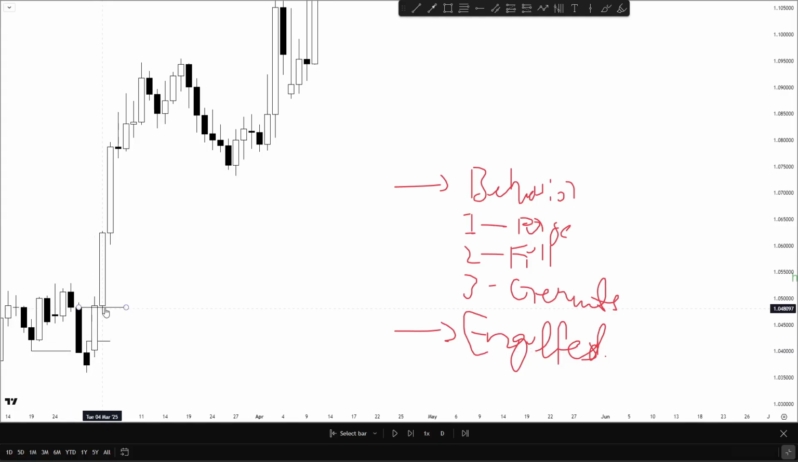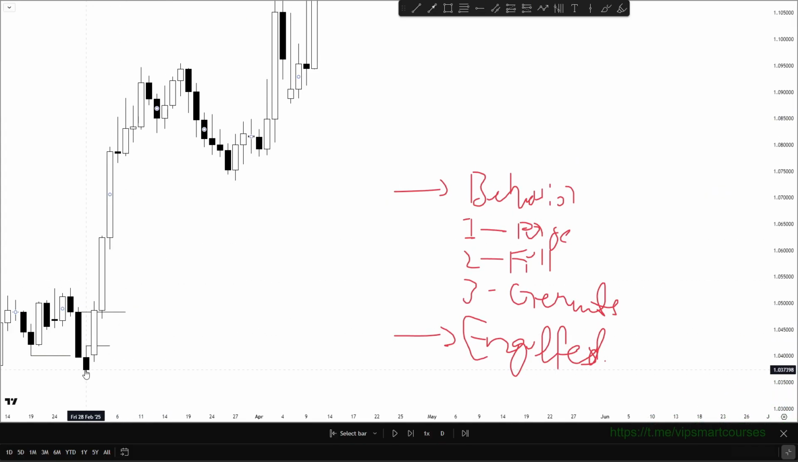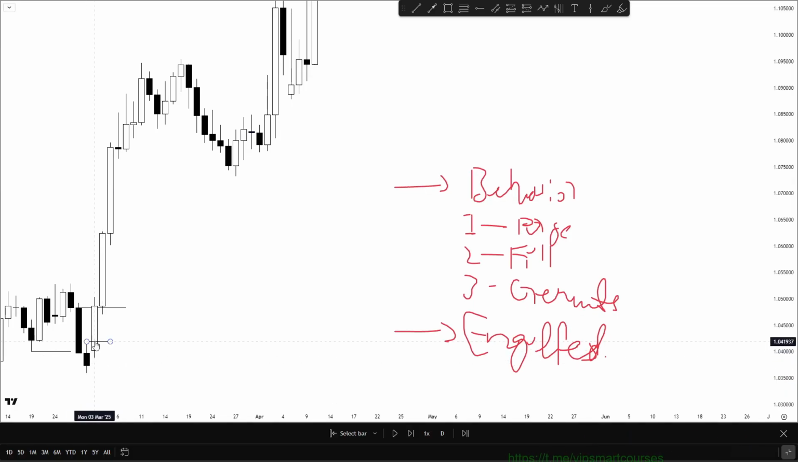Okay, and then you can see price tested it and then we expanded higher. Now in this case, if you had chosen this candle as an order block, then you would have been wrong. The reason for that is that price closed above these two candles together as a whole, which brings us to our next idea, which is when to choose a single candle and when to choose multiple candles in an order block.